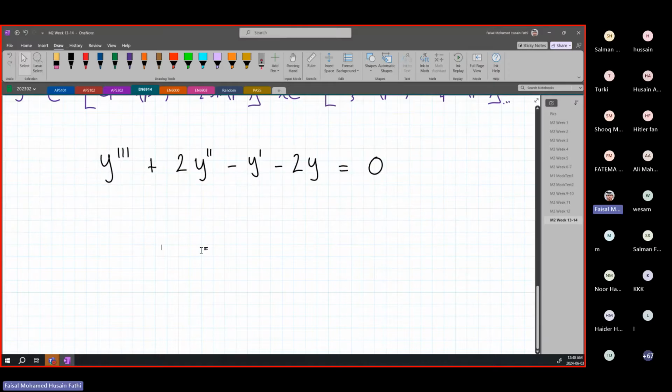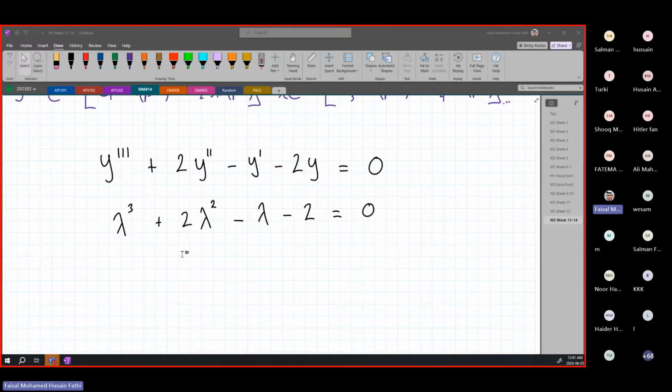The way you will solve this is, the first step, you transform this into your auxiliary or characteristic form, where you use lambda now. So lambda to the power 3 plus 2 lambda to the power 2 minus lambda minus 2 equals 0. It's exactly the same thing we did for a second order equation, but now for a higher order, we have it all the way up to lambda cubed. In second order, it was very easy because it's easy to solve a quadratic equation.